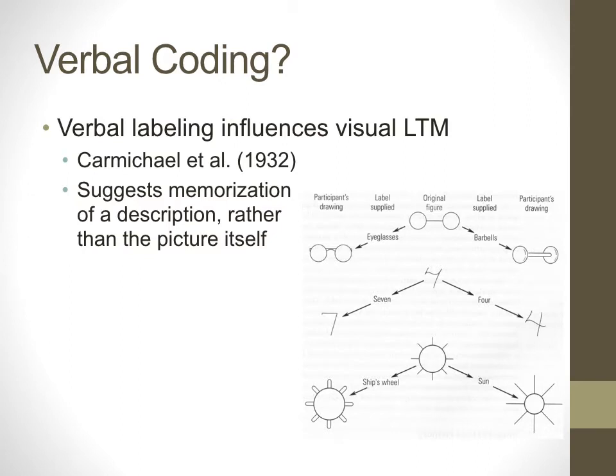So this shows that when people are being requested to visually represent different things, if we give them a particular verbal label, they're more likely to go in the direction of that verbal label than to go in the direction of something that they might want to create on their own. So the middle one is that they were told either 7 or 4, and you can see that they changed the image to represent those numbers. And at the bottom, you see that somebody might have been given the verbal label ship's wheel versus sun, and the images were developed from there.